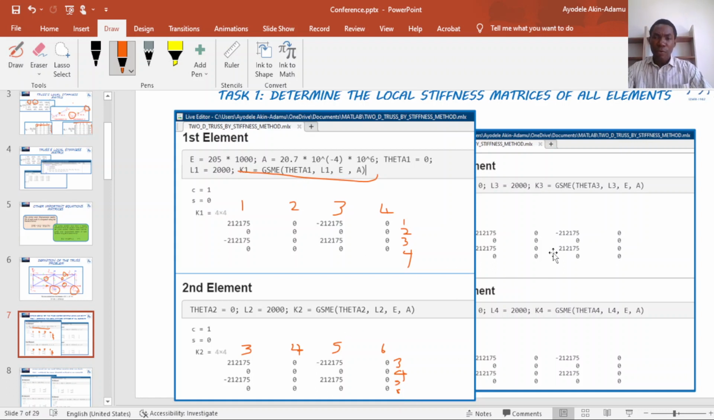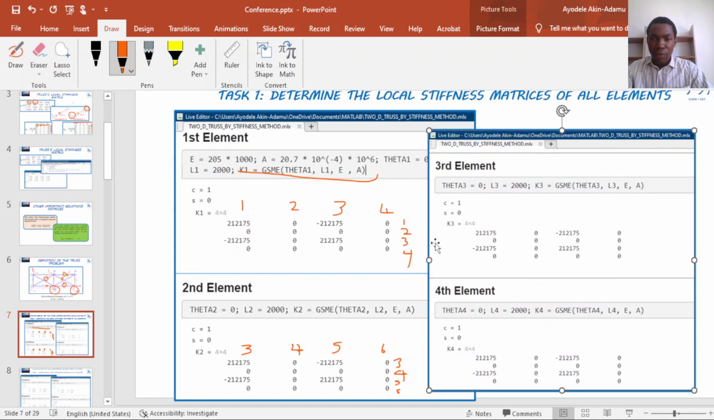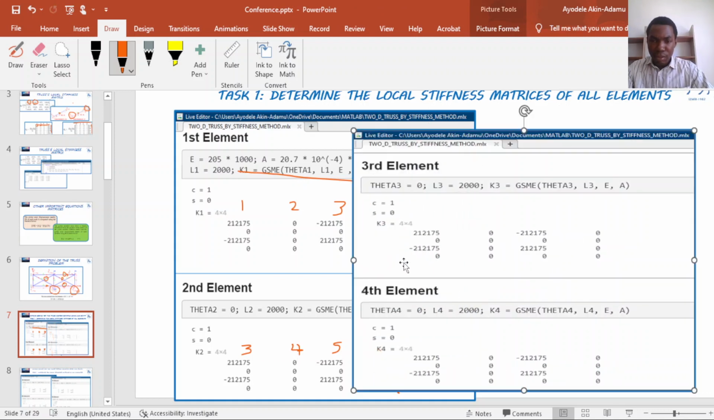So let me explain this. Let me bring this to the front. For element 3, theta is also 0. L3 is also 2000 mm. So you can compute the local stiffness matrix, which I term K3, by using this function. So K3 is formed. This is our K3 local stiffness matrix.